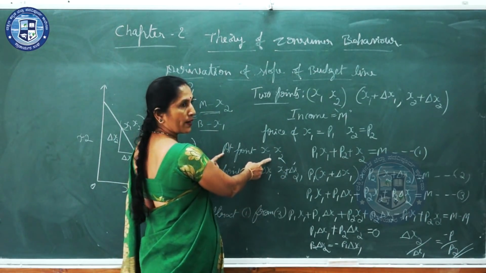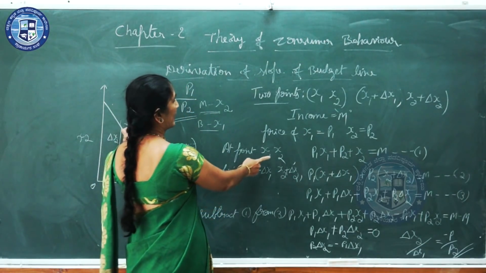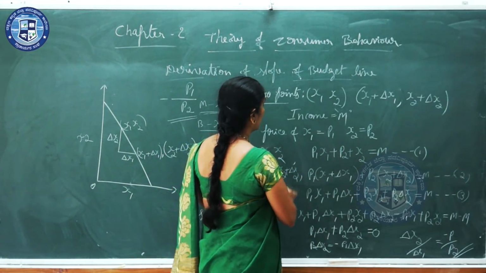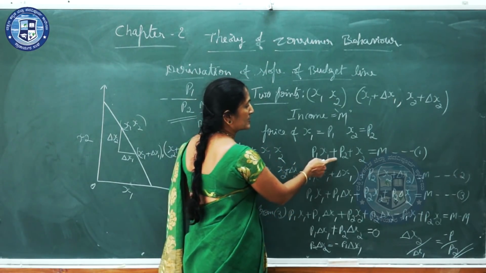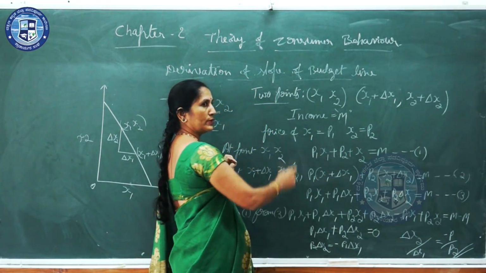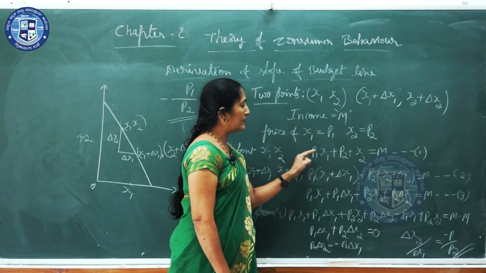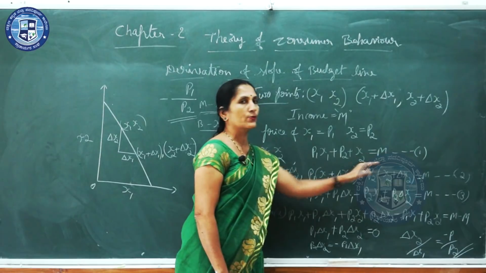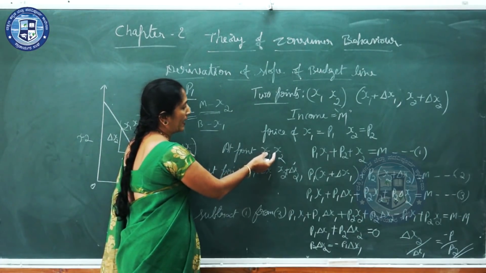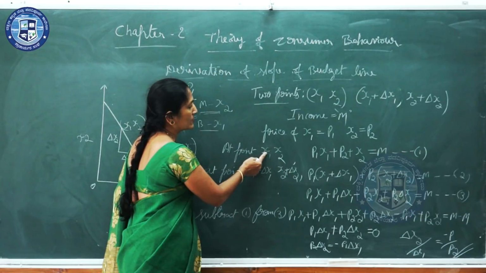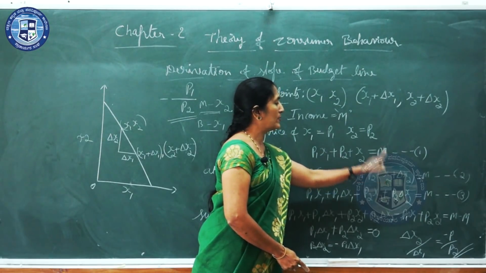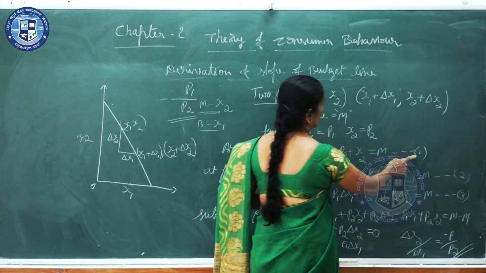Then at the point x1, x2, we include the prices of the 2 commodities in the equation: P1 x1 plus P2 x2 is equal to M. Adding the prices, P1 x1 plus P2 x2 is equal to money income, M. We take that as equation number 1.